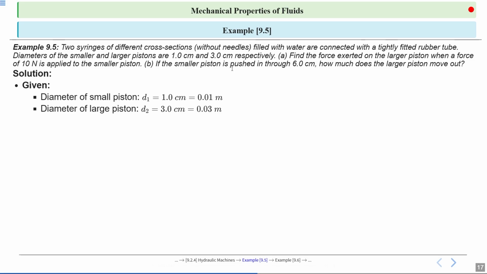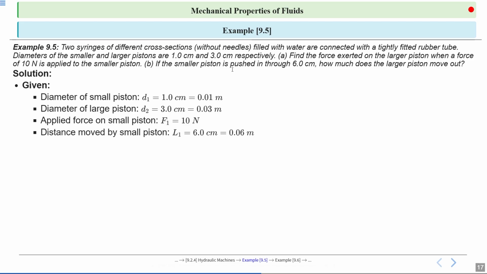With this information, we can calculate the area of the larger piston. The applied force on the small piston, F1, equals 10 Newton. This force will be transmitted through the fluid to the larger piston. We will use this information to find out how much force is exerted on the larger piston. The smaller piston is pushed in by 0.6 centimeter or 0.06 meters. This movement will cause the larger piston to move out, and we will calculate exactly how much it moves.